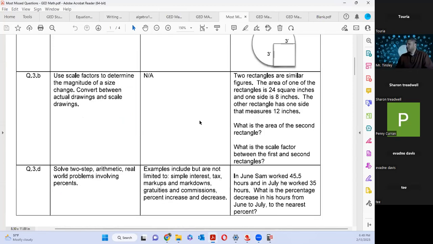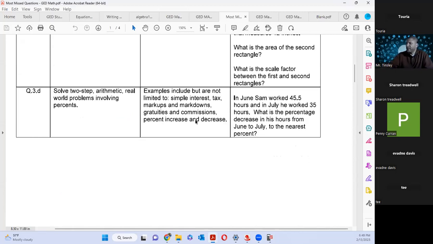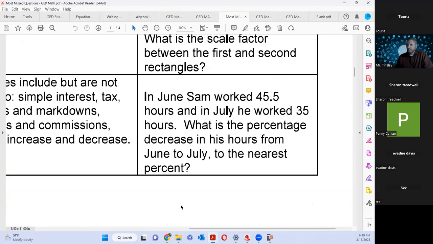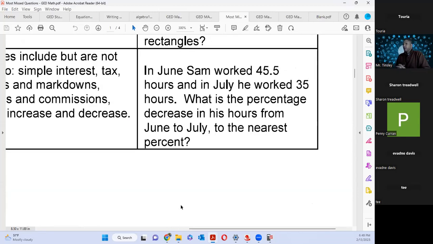There's another one I saw right here that somebody gave me in my email also, which is this one right here. In June, Sam worked 45.5 hours, and in July, he worked 35 hours. What is the percentage decrease in his hours from June to July to the nearest percent? Does anybody know how to do this problem?